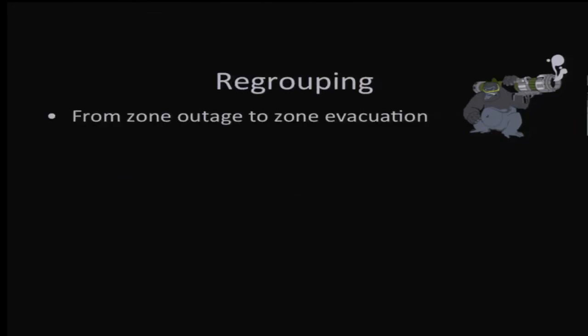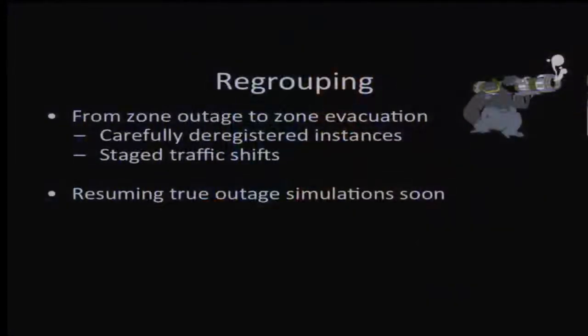So from a regroup perspective, we realized just recently that we've moved from zone outage to zone evacuation. We've become a little bit cautious. We carefully deregister instances now when we're doing this exercise, and we're doing more staged traffic shifts. And we're talking now about different ways that we can move back to being more aggressive and simulating a true outage.